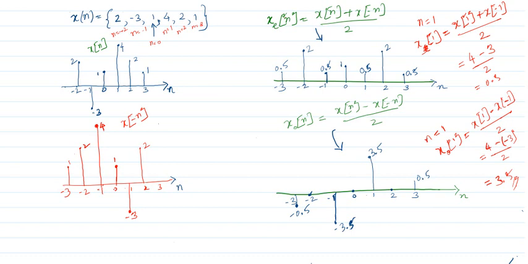What is x of 2? x of 2 is 2. Here x of minus 2 is also 2. So 2 minus 2, you have to subtract to find the odd signal. 2 minus 2, you get 0. Check out the other values on your own and you will get this signal. Again, I repeat, this is the even part of the signal and this is the odd part of the signal. If you add these two, definitely you will get this signal.